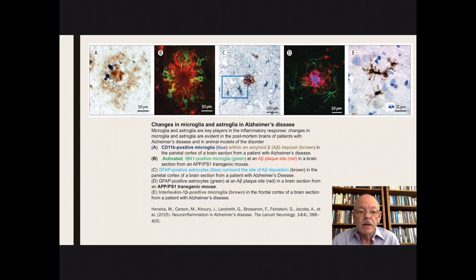So evidence then from a variety of sources, both human postmortem brain, as well as transgenic animals expressing or overexpressing amyloid precursor protein and the amyloid beta protein, shows that microglia is intimately affected, and an inflammatory response universally results from the deposition of amyloid in the nervous tissues.